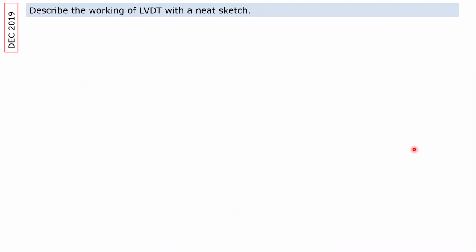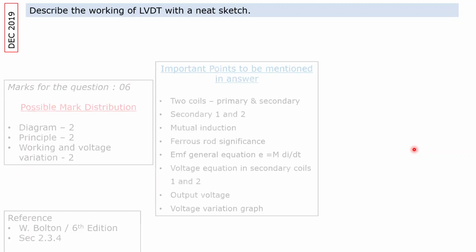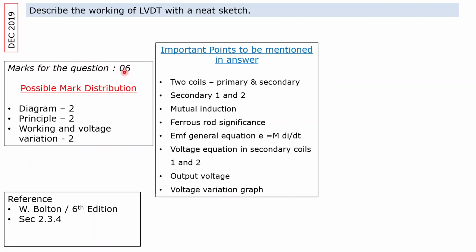Now the next one is: describe the working of an LVDT with a neat sketch. It is a linearly variable differential transformer, and the marks for this question are 6 marks. The possible mark distribution is: diagram 2 marks, principle 2 marks, working and voltage variation 2 marks.